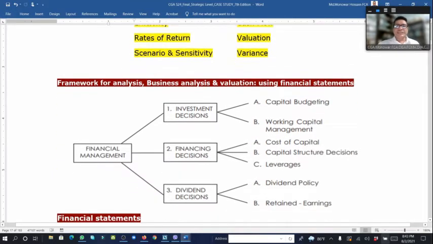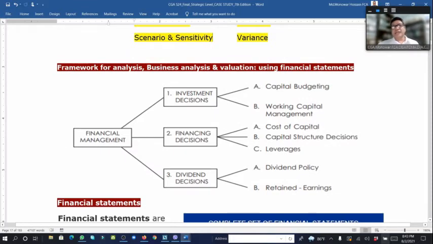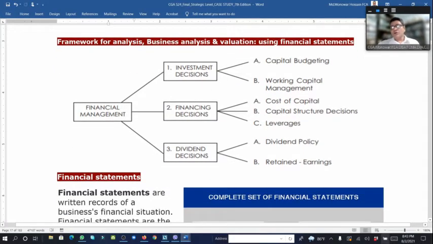And if we see here, one item is the framework of analysis, business analysis, valuation using financial statements. So it is our common thing. Also, corporate financial management is an item. In financial management, there are three decisions. If you see the picture here: investment decision, financing decision, and dividend decision.